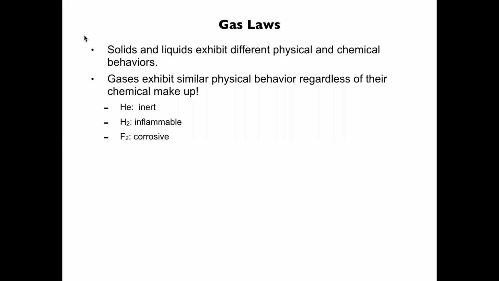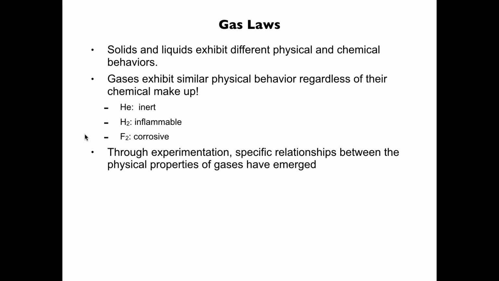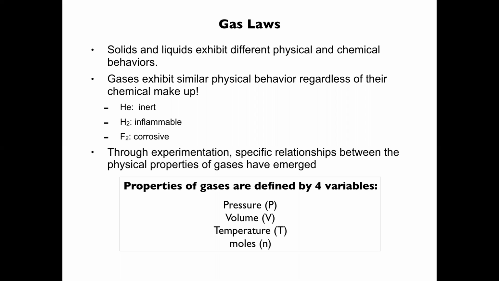However, with gases, the physical properties are going to be the same regardless of the chemical makeup. So three gases that chemically react very differently, helium, hydrogen, and fluorine, are all going to have the same physical behavior based on our various gas laws. And we can look at gases, and when people study them, they find that there are relationships between certain physical properties that have emerged, and we can use four variables to really define our gas and explain a lot about it. Those variables are the pressure, volume, temperature, and then the amount, which when we talk about amount, we're always talking about moles.